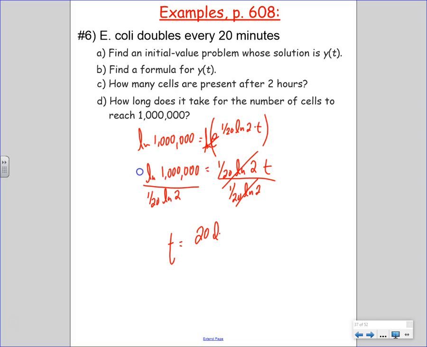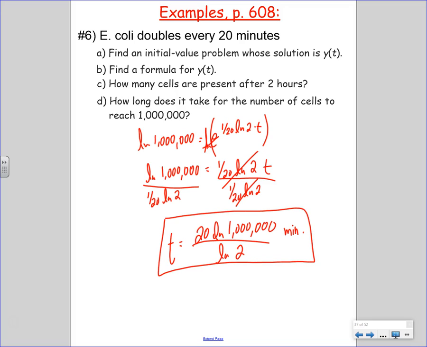But it might be nicer to do... 20 minutes. If they wanted hours, what would we do? Divide by 60. Could you also have made 20 minutes 1/3 hour to begin with? Yeah, but who wants to do that?